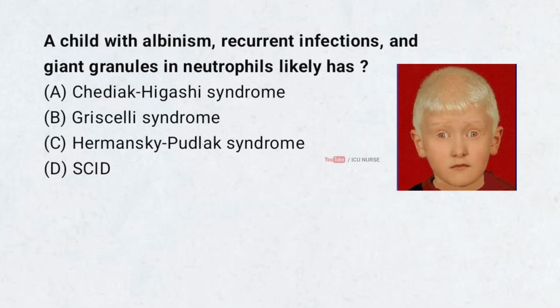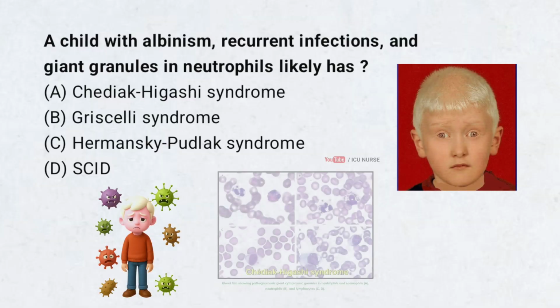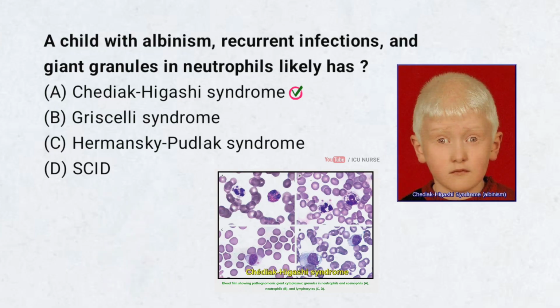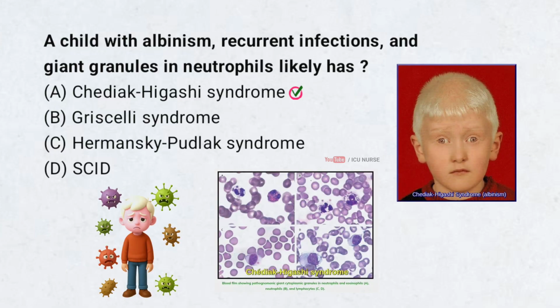A child with albinism, recurrent infections and giant granules in neutrophils likely has A. Chediak-Higashi syndrome, B. Griscelli syndrome, C. Hermansky-Pudlak syndrome, D. SCID. Correct answer A. Chediak-Higashi syndrome. A child with albinism, recurrent infections and giant granules in neutrophils likely has Chediak-Higashi syndrome.